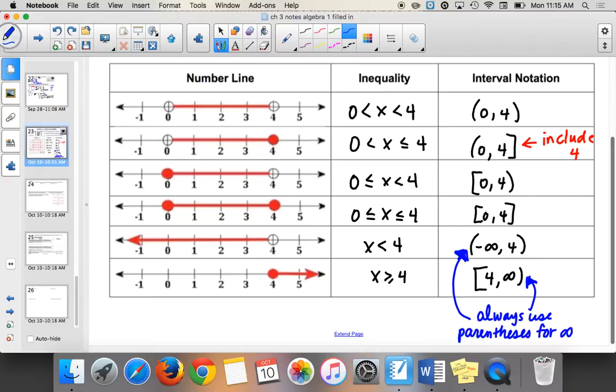Well, let me talk about the infinities first. So we always put a parenthesis on the infinity because we never equal infinity. We never get there, okay?